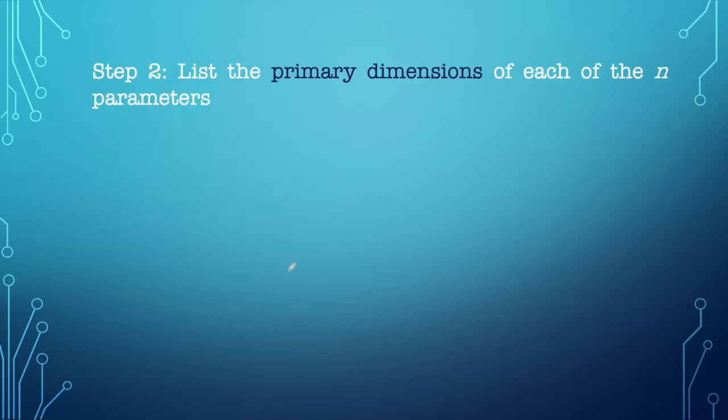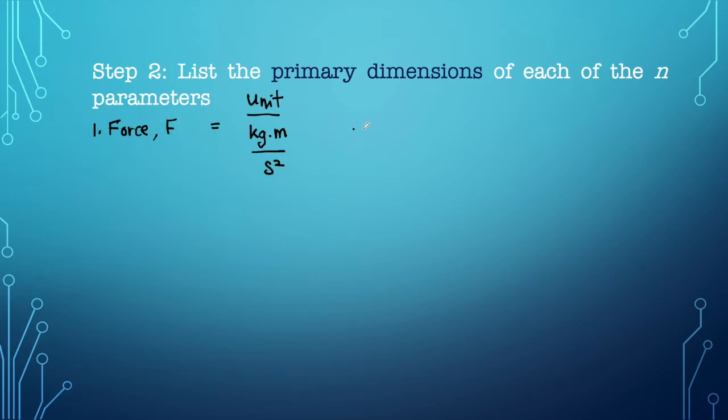Next, list the primary dimension of each of the n parameters. Let's take a look at the parameters one by one. The first parameter is force, F. The unit for F is kilogram meter per second squared.